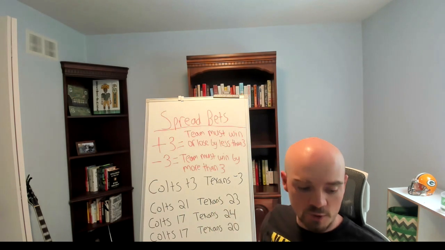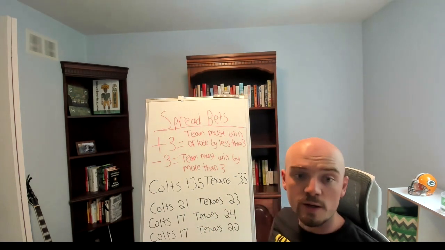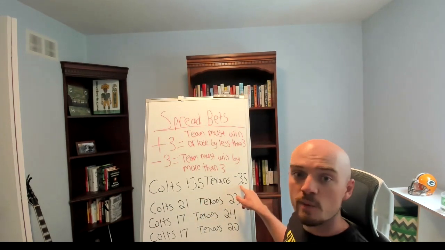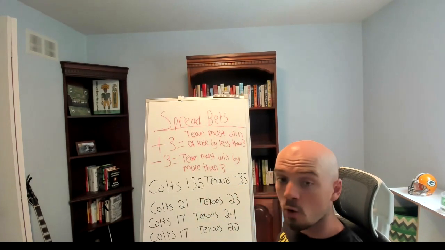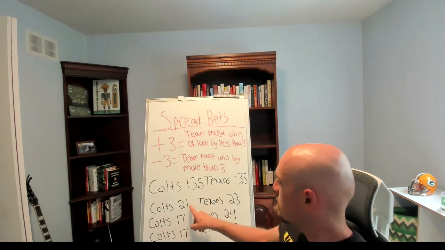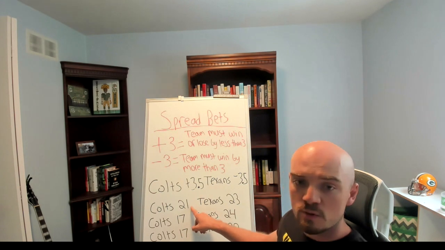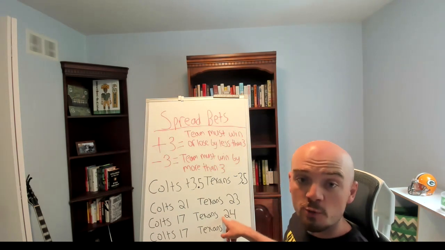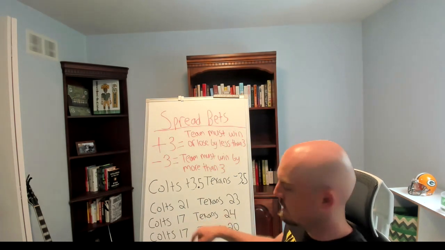So where this can get a little bit tricky is if we add a half a point here. Now we have the Colts plus 3.5 or the Texans minus 3.5. So the first two scenarios play out the same. 21 plus 3.5 is more than 23, and 24 minus 3.5 is still more than 17.